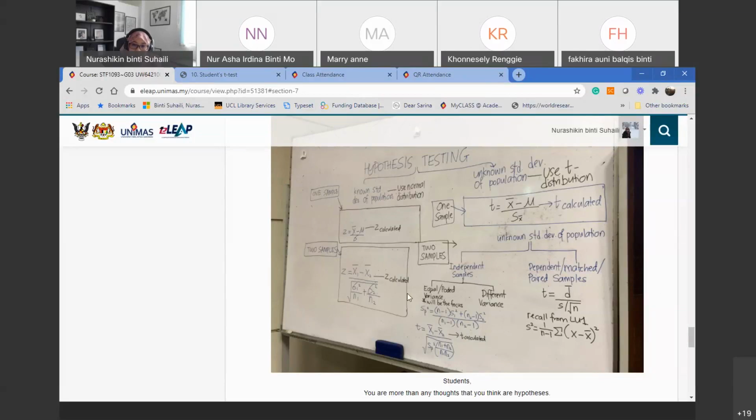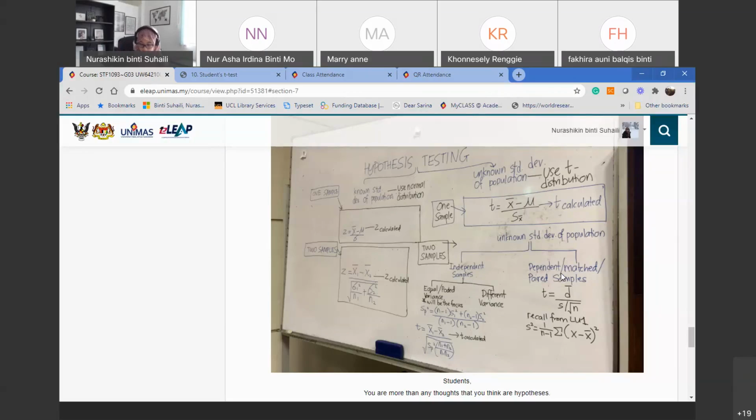Two samples with known standard deviation of the population and unknown standard deviation of the population. We use T formula or T distribution. That's why it's called two sample T distribution. So under the T distribution here, we have independent samples and dependent samples. You can see that there are T formulas for each of these situations, but you have to analyze the samples and know whether they are independent or dependent. Okay. Under independent samples, you have to find the SP or the pooled variance, where you substitute the pooled variance into the T formula.